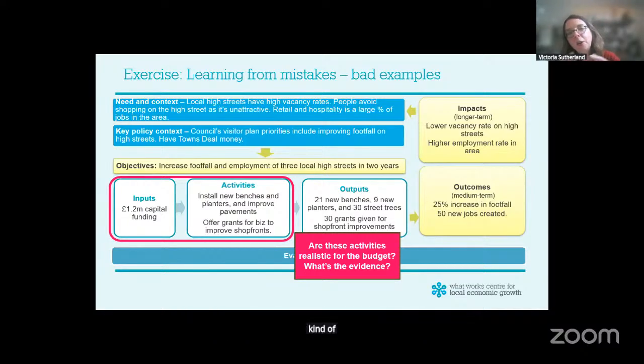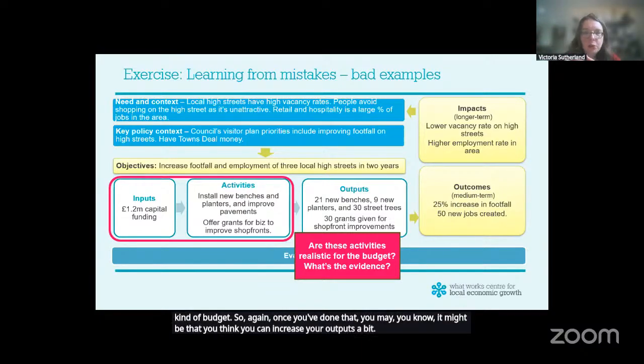So again, once you've done that, it might be that you think you can increase your outputs a bit, or you need to take them down a bit, or that you need to change some of your activities. So always when you're looking, you're going to want to be iterating.